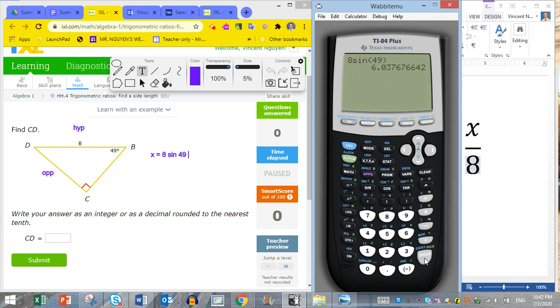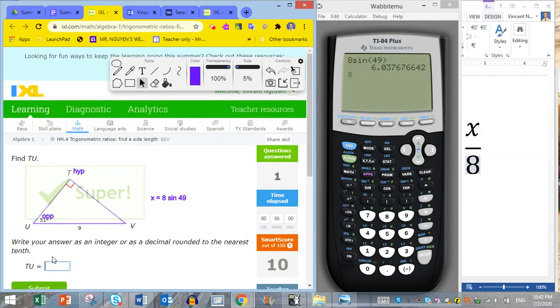So our answer is 6.0376, and so on. The directions tell us to round to the nearest tenth, so we're going to be rounding this to 6.0. So it's just 6. I'm just going to enter 6 here, and then submit. Yay. Okay, delete what I just did there.